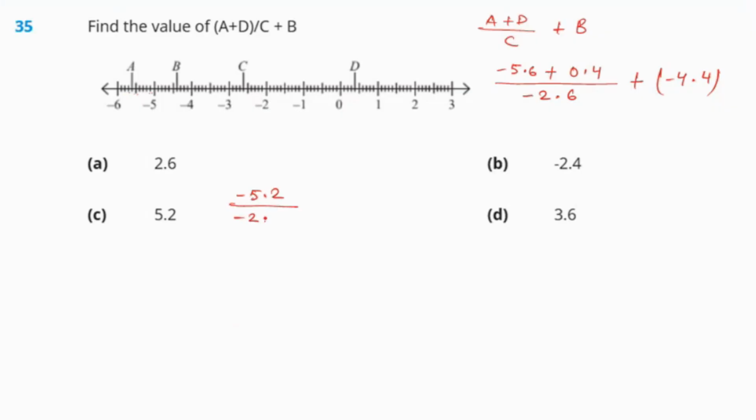5 minus 2.6. Minus gets cancelled out. And if we divide this 5.6 by 2.6, what will we get? 2. Okay, and minus 4.4 is also there. So 2 minus 4.4, that gives us what? 2.4 as our answer, minus 2.4. So option B will be our answer.